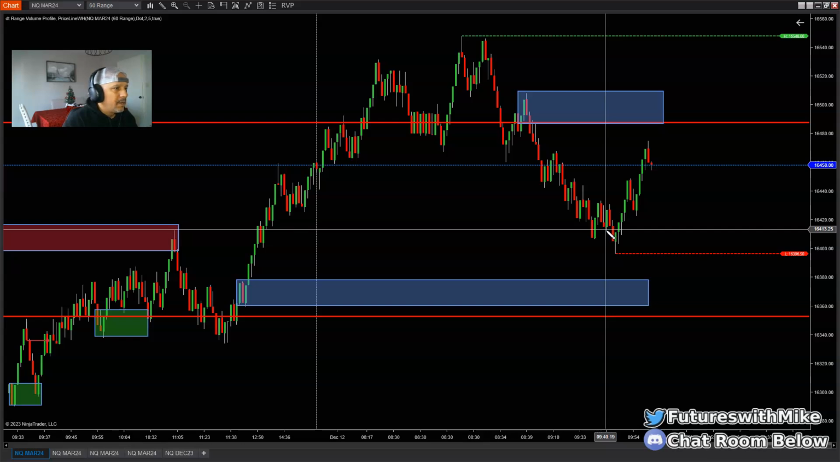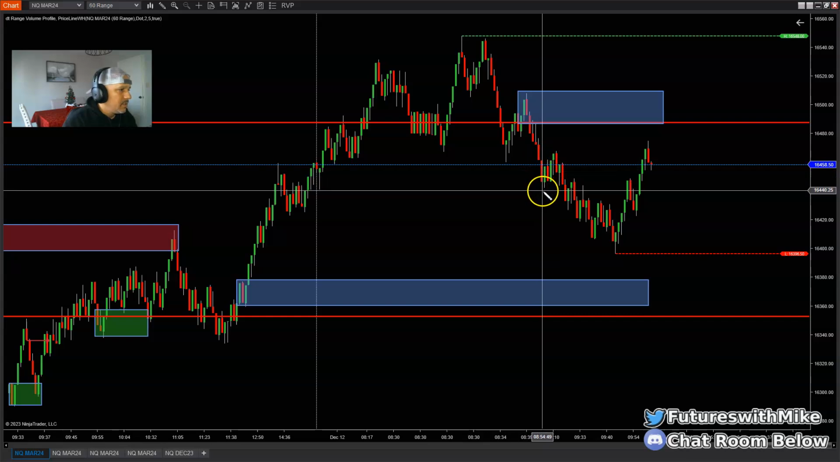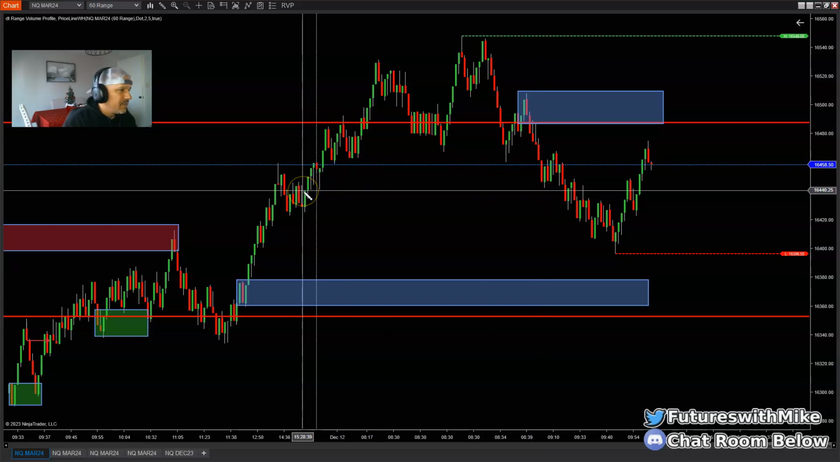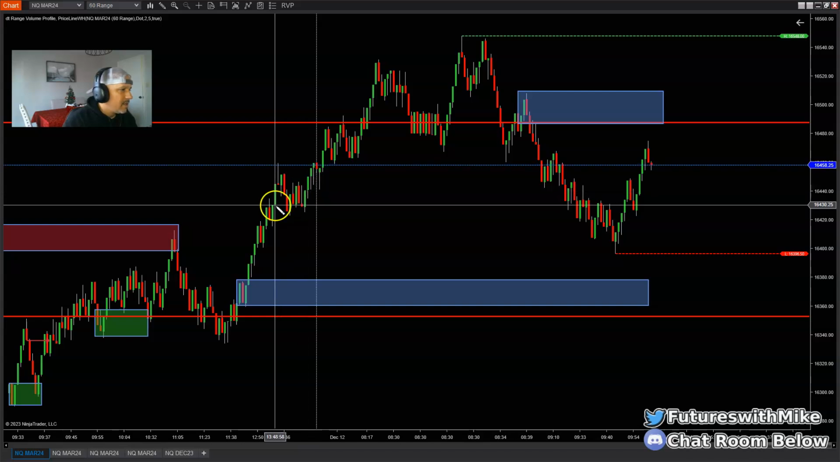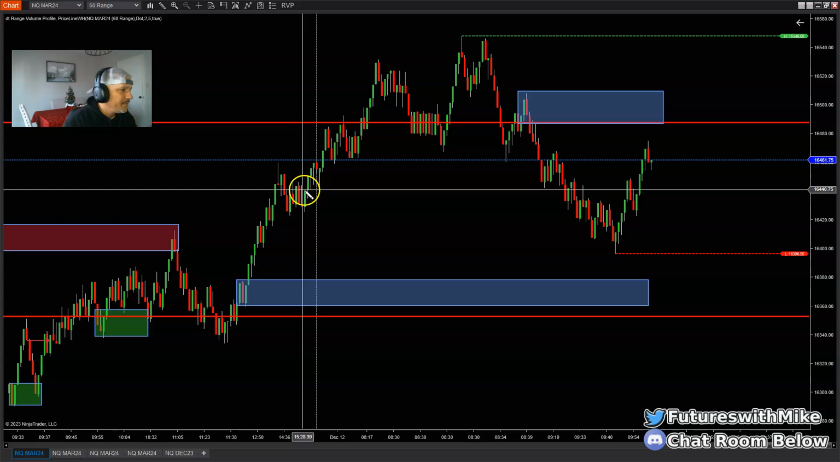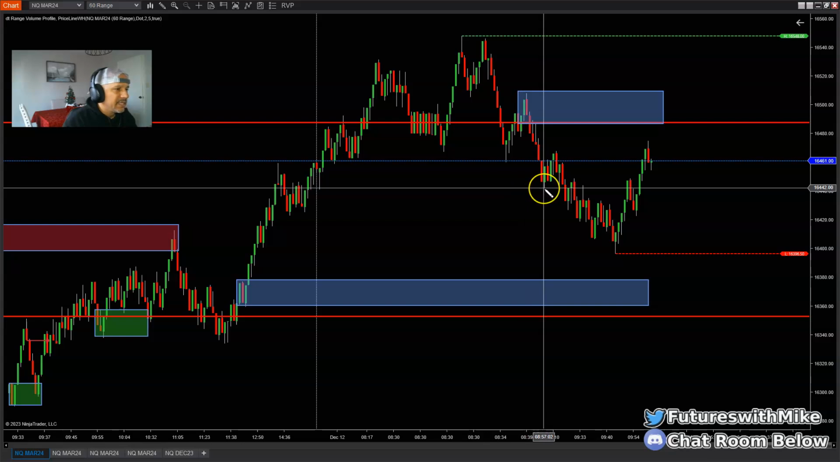So let's see. After that, what did the market do? It came down to this little area of imbalance. There's a little imbalance right here. Okay, a small area of demand resting right here, but it's tested, so it's low probability. But there was an imbalance resting in this zone right here, and you can see the market rejected that right there.